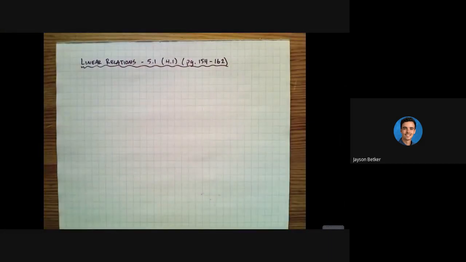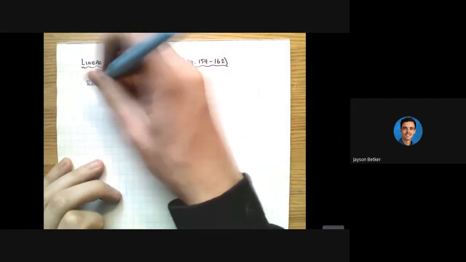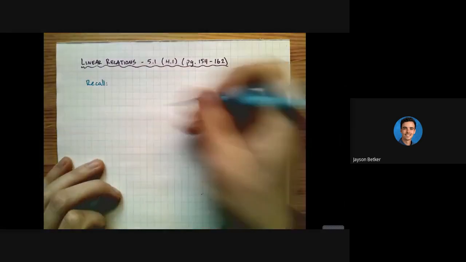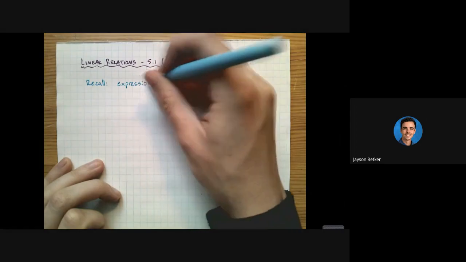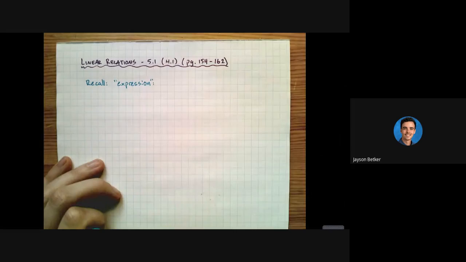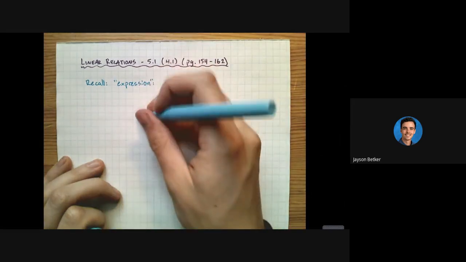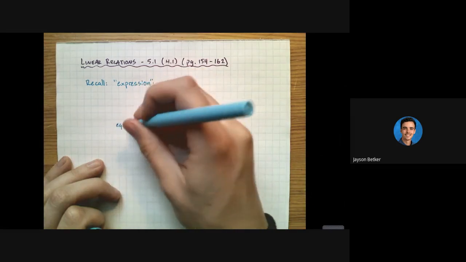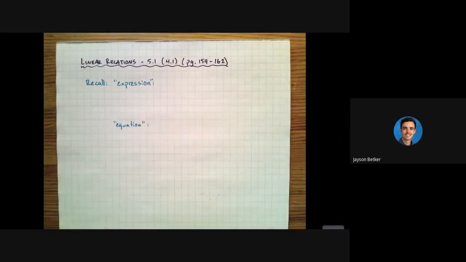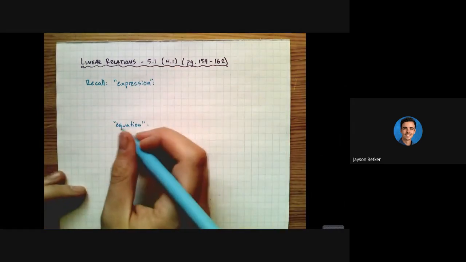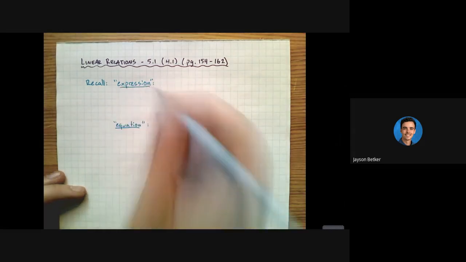All right, let's do a little bit of a recall here. So let's recall some things. What is the difference between an expression and an equation? Try to think, before I've even got started here, if you can think of what the difference is between an expression and an equation.